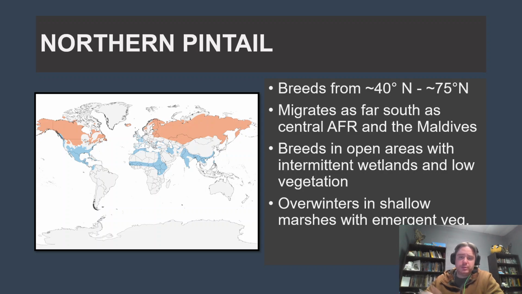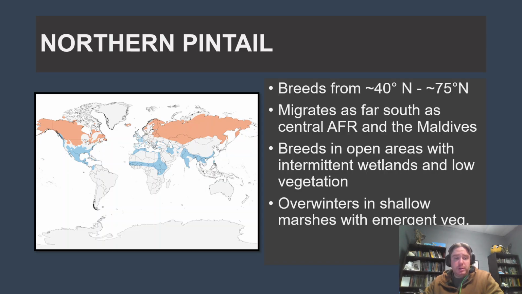So the distribution, this is basically a bird that breeds in the far northern parts of the northern hemisphere from about 40 degrees to 75 degrees north latitude. So 75 degrees north latitude is about right here. That's about the northern extreme. This is above the Arctic Circle. When you get up to 75 degrees north latitude, you're getting into some pretty cold, wicked, unhospitable places.